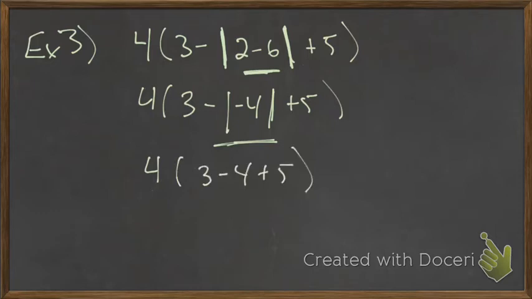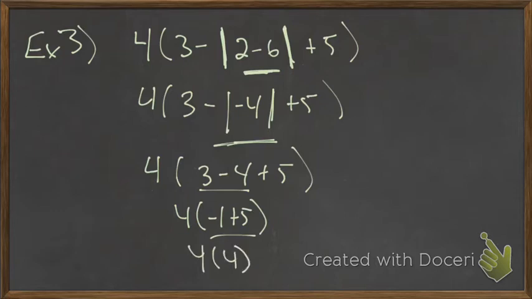All right? Now I've got add, subtract. I'm going to go left to right. I've got parentheses still. 4 times 4 is 16. All right? Yes. If you got it wrong, cool. Figure out what you did different.